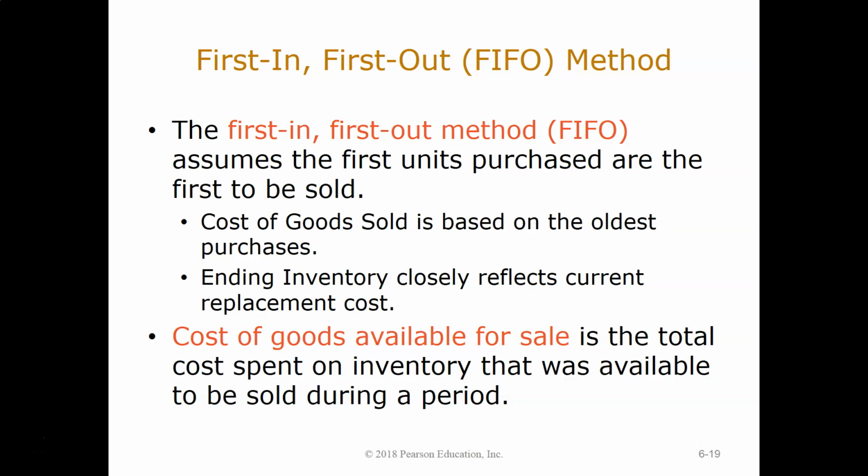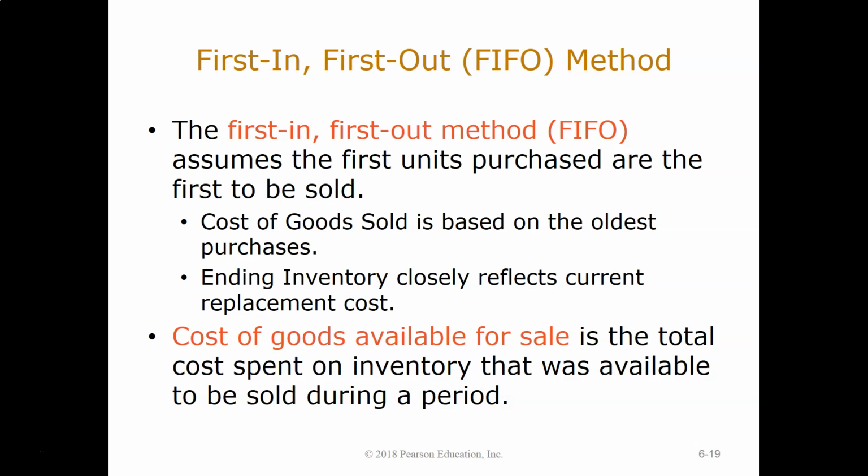Okay, let's go right on to our second inventory costing method. We just talked about specific identification. Now we're going to talk about first in, first out, or the FIFO method. The first in, first out method is telling us that the first items we purchase, the first to come into our store, those costs are going to be the first ones assigned to items as they go out the door.